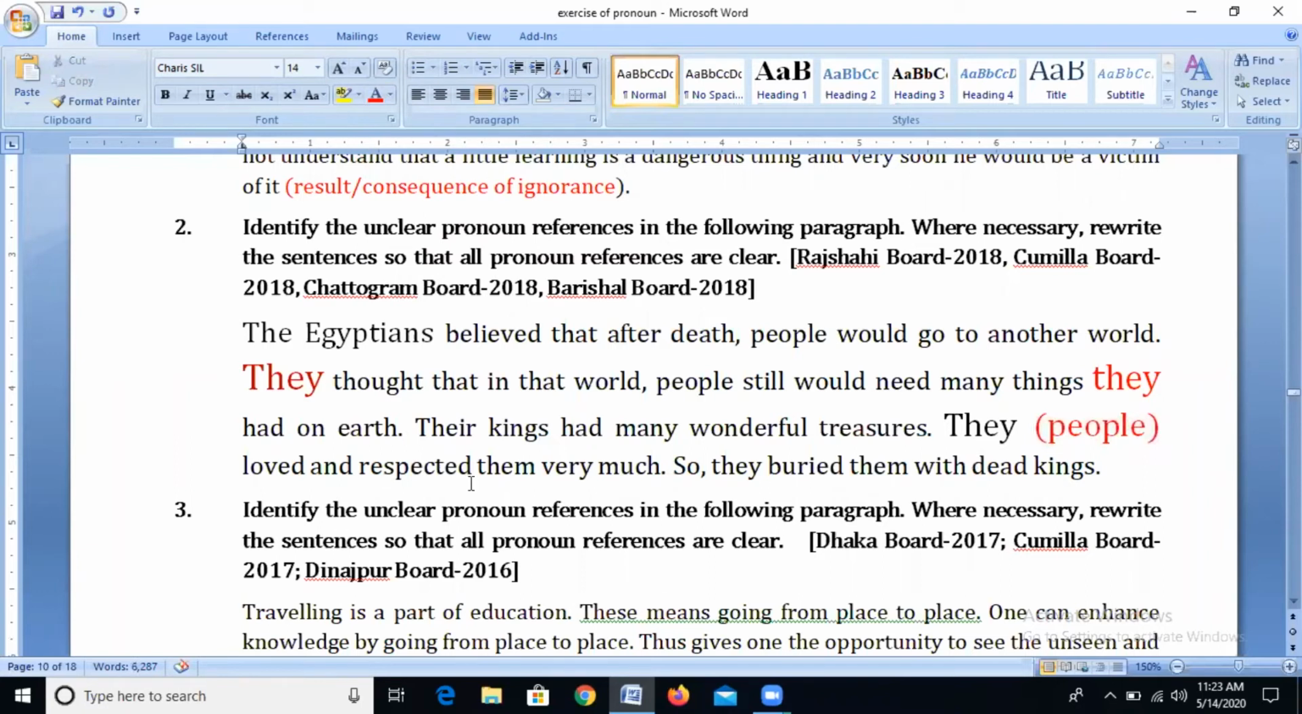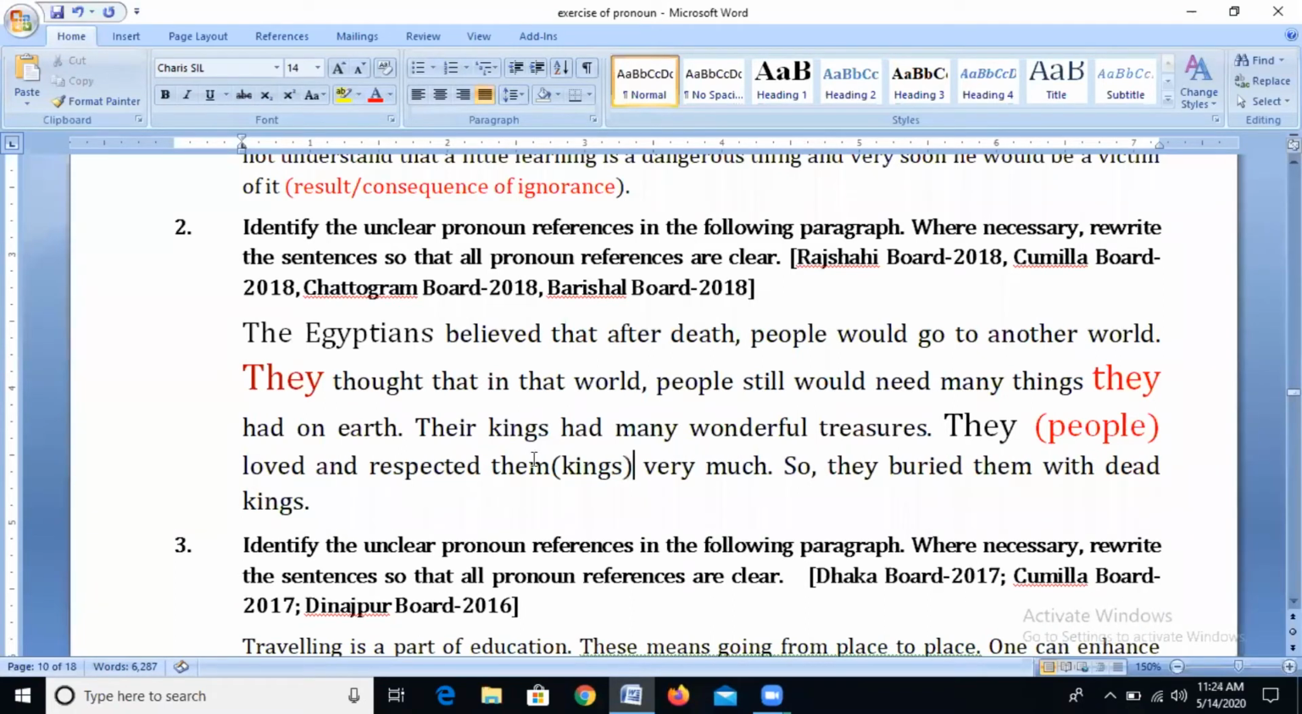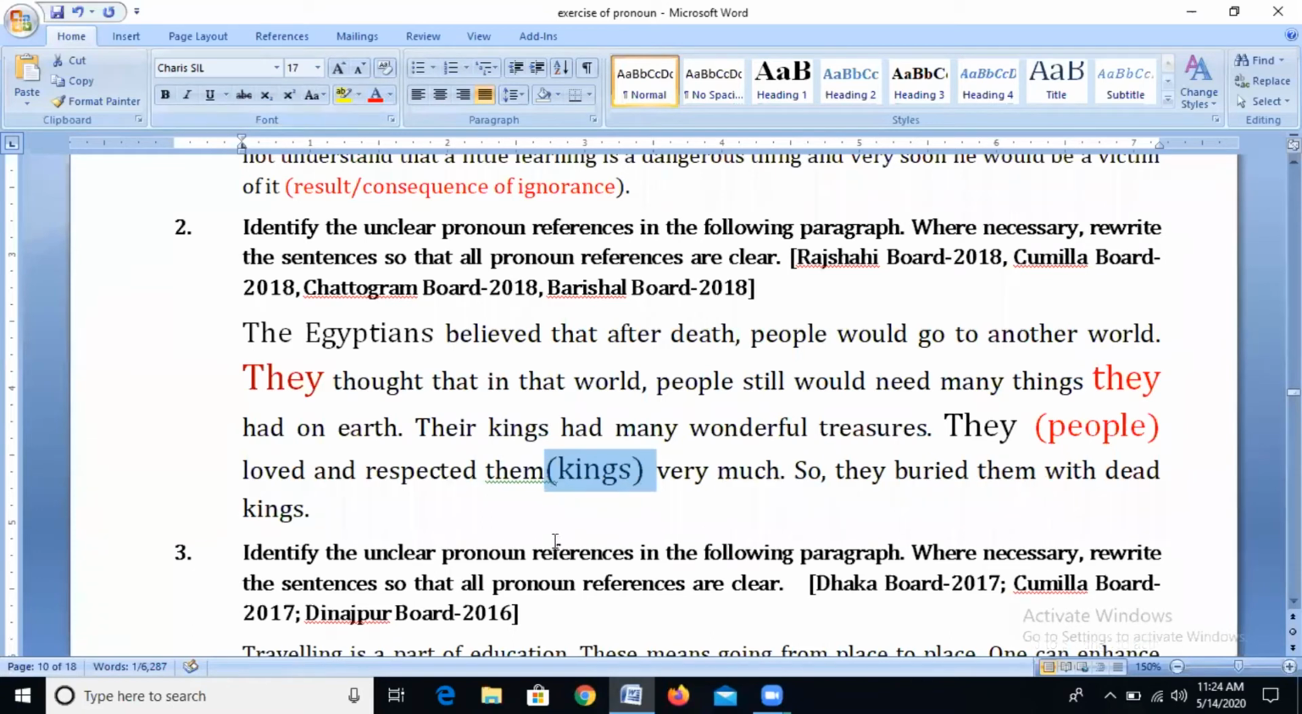They loved and respected them. So, they loved means the people loved and respected them. Whom does this very pronoun them refer to? This pronoun refers to the kings. All right. This pronoun is also correctly used, but whom does it refer to? It refers to kings.